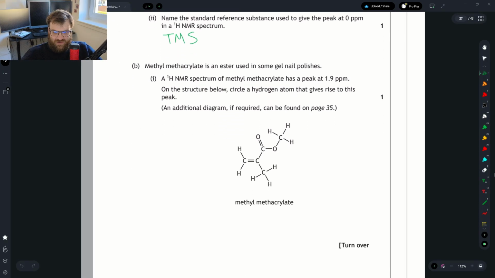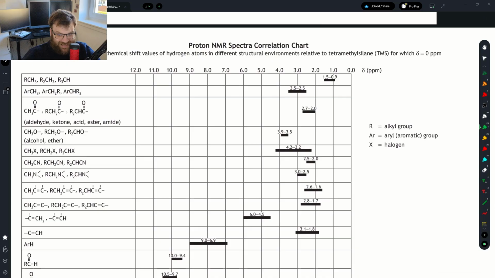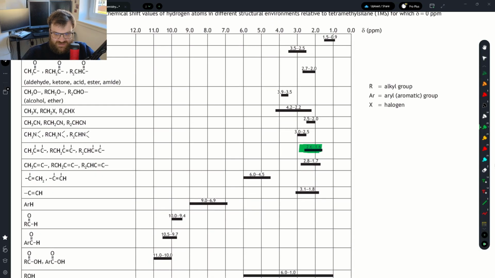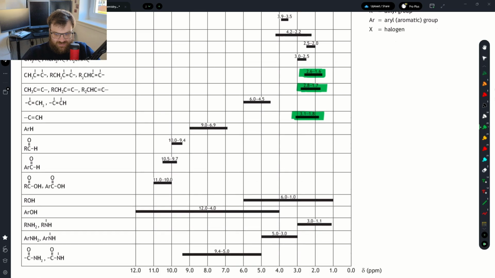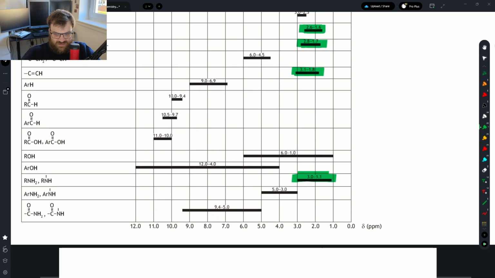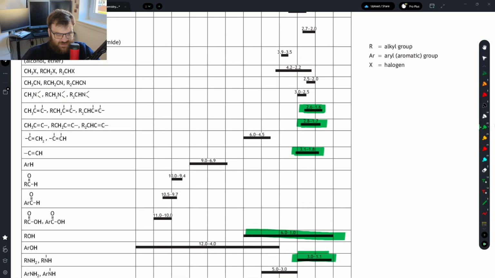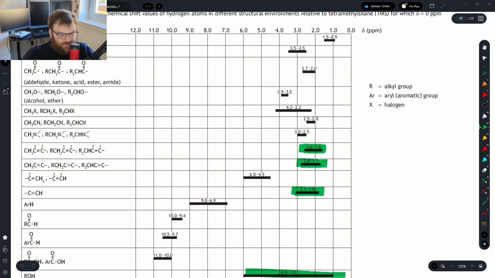Down here, we're talking about a peak at 1.9 ppm. Let's see what that corresponds to. We're going to look at the ones that span past 1.8. This could be an option. That could be an option. That could be an option. Or this. Or this. The bottom two, we do not have nitrogen connected to hydrogen or oxygen to hydrogen, so it's not going to be those ones. We don't have any triple bonds, so it's not that one.